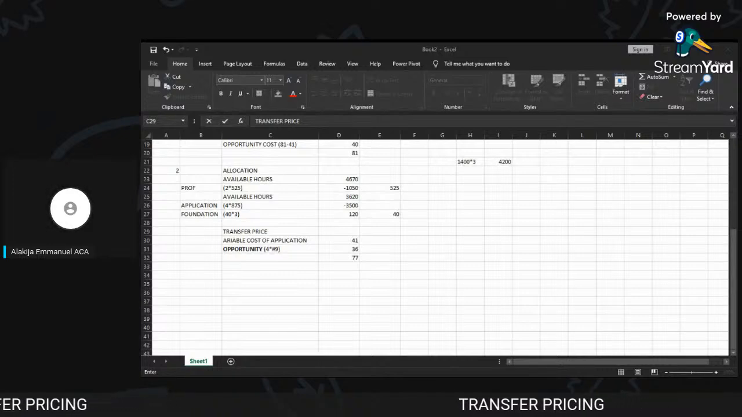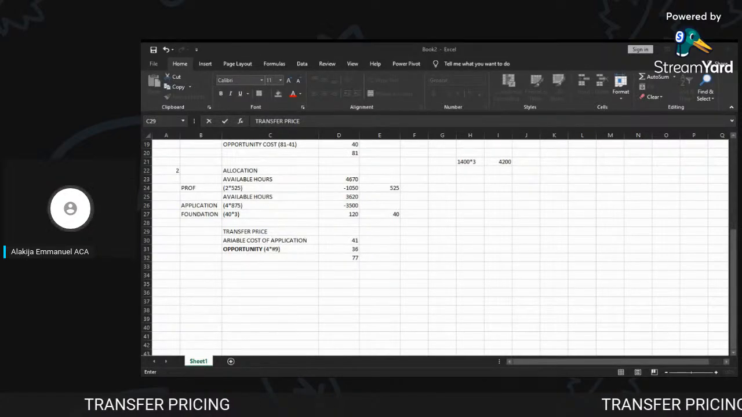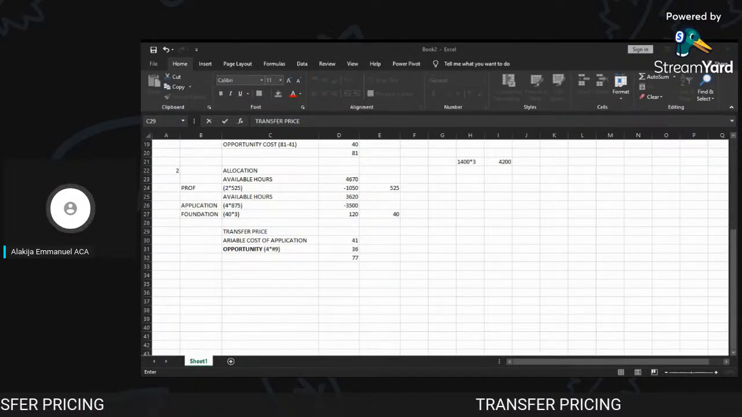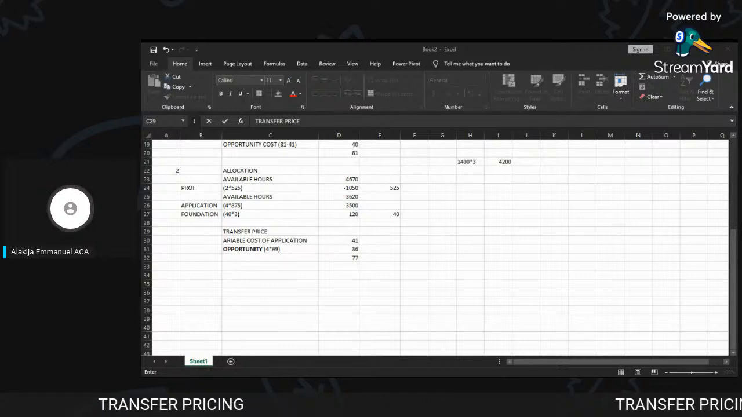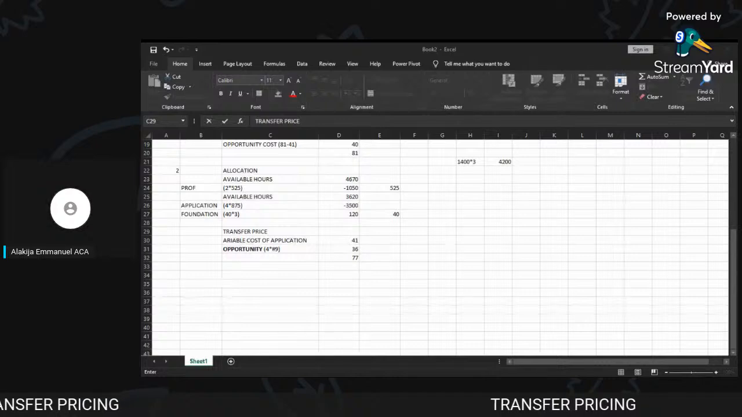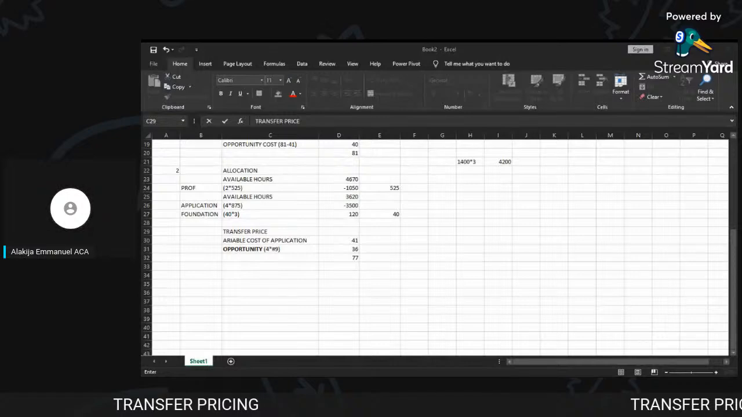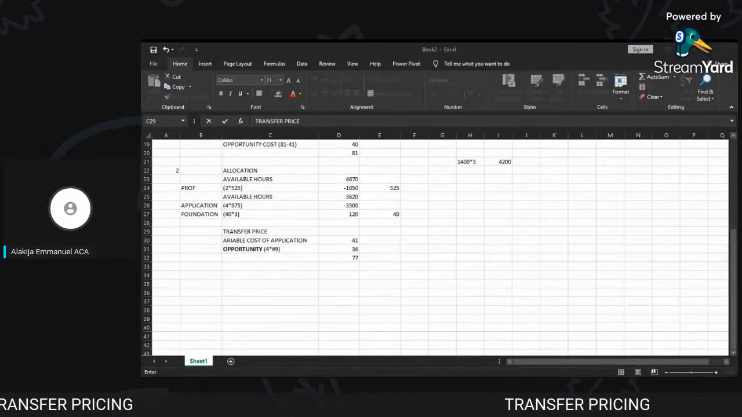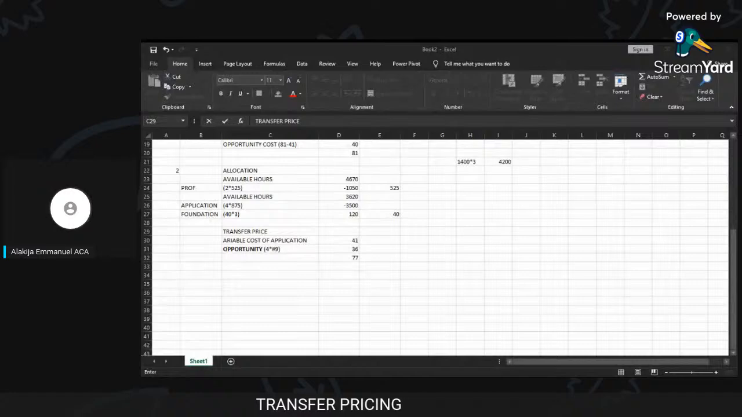So we can move on to the next question. And the next question says, if labor hours in ensign division are limited to 8,870 hours. Look at it. The labor hours has been increased to 8,870 hours. What is the appropriate transfer price for a unit of application transfer to leverage division?